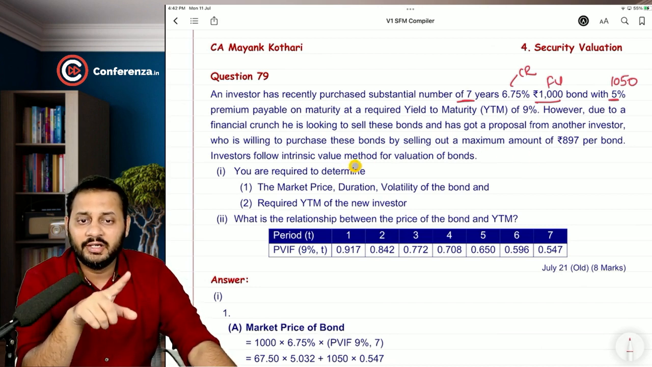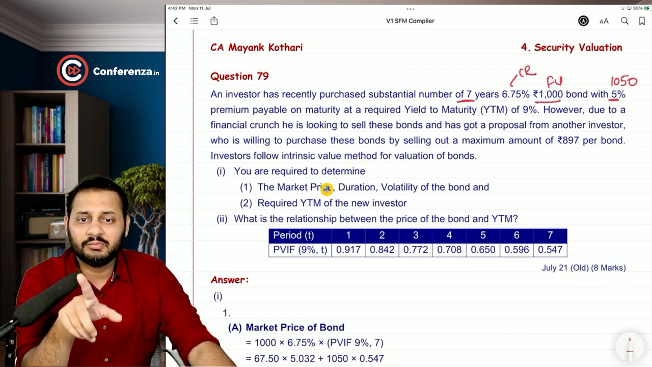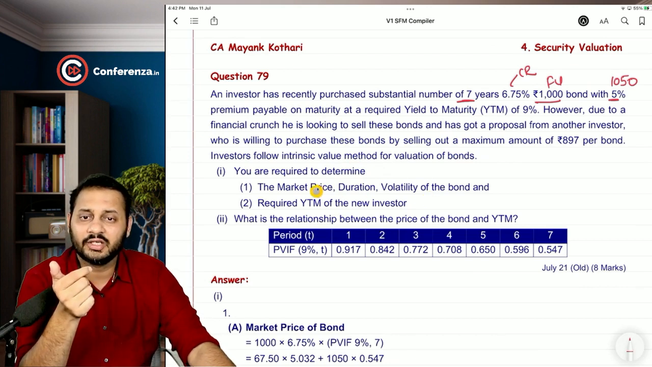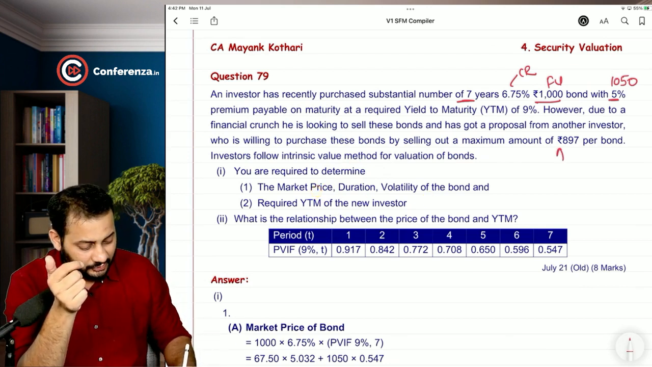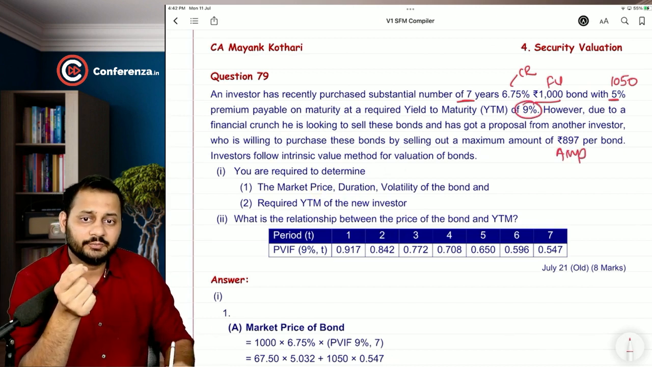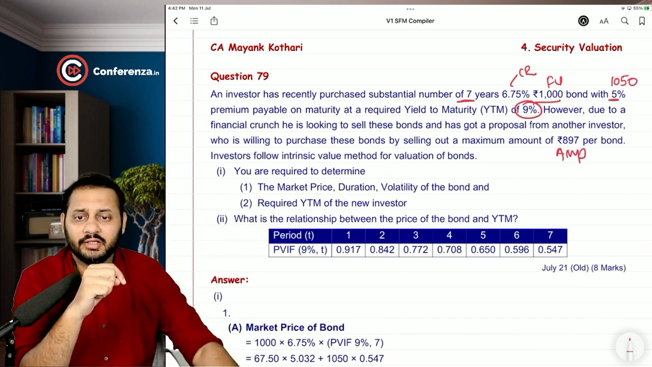Investors follow the intrinsic value method for the valuation of bond. You are required to calculate the market price, duration and volatility of the bond. First of all, you calculate the theoretical market price. See, this is the actual market price given in the question. You take 9% and then find out what is the theoretical market price, then duration and then volatility of the bond. Okay.